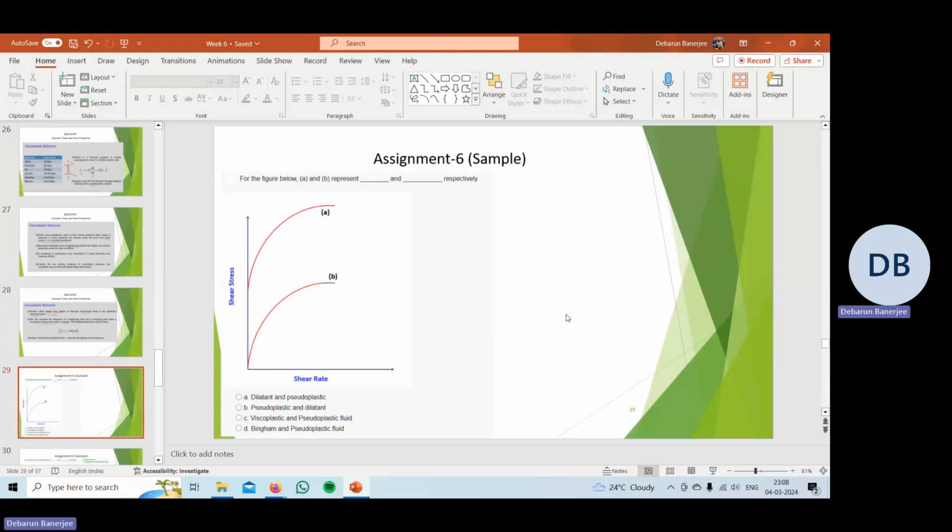So now for some further assignment, we'll see sample problems. For the figure below, A and B represent dash and dash respectively. Dilatant and pseudoplastic, pseudoplastic and dilatant, viscoplastic and pseudoplastic, Bingham and pseudoplastic fluid.